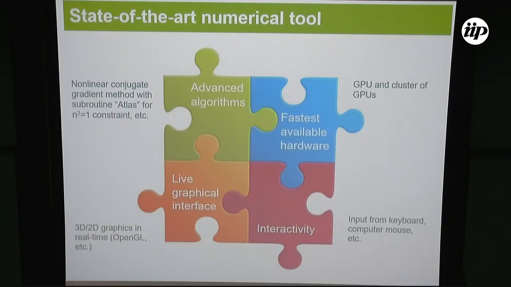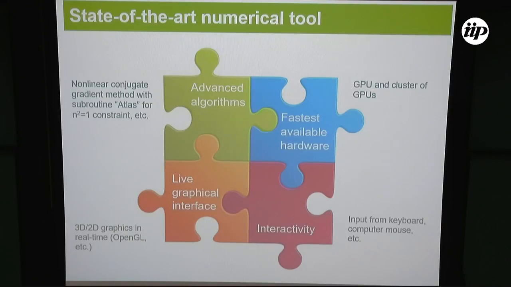Another very important component is a live graphical interface. It is much better to have a picture of what is happening in your system immediately during the calculation, not to plot some dependencies afterwards, but right now, because if something goes wrong, something that you did not expect, you can stop, you can interrupt, and so on.